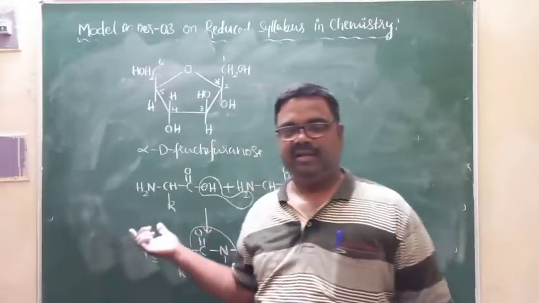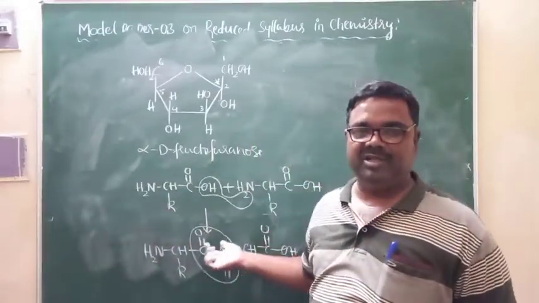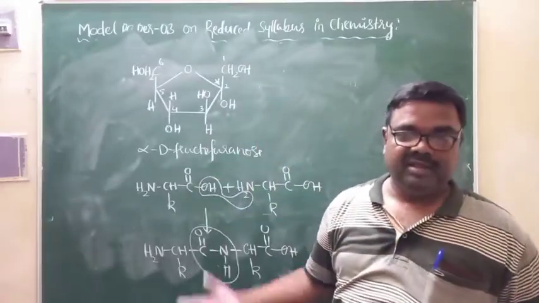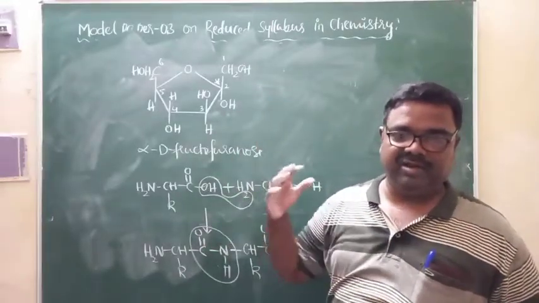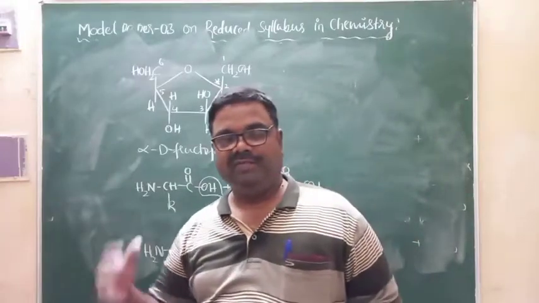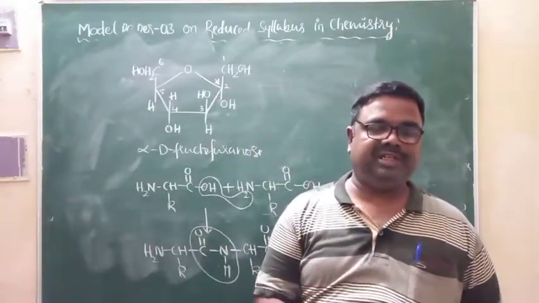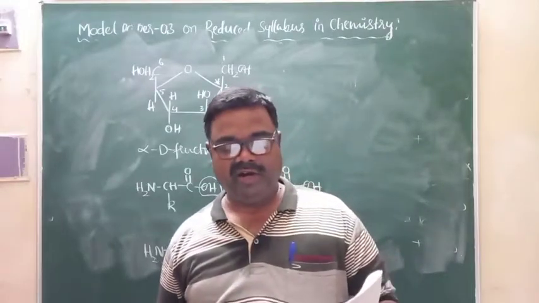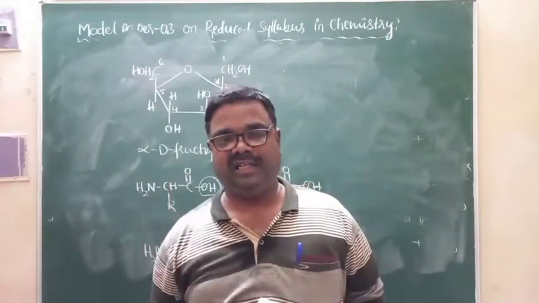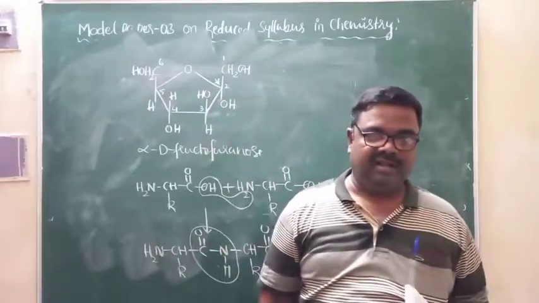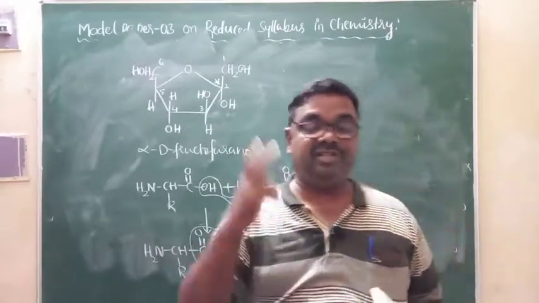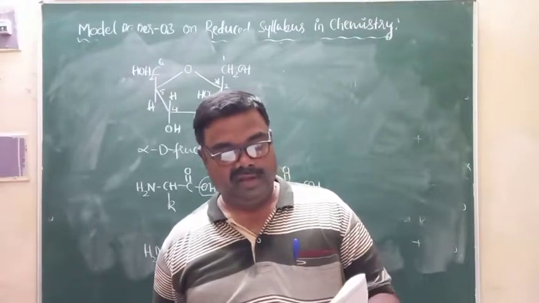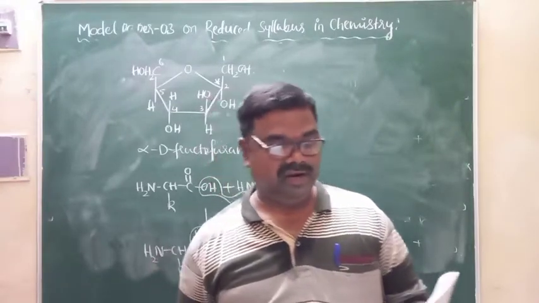If 2 amino acids are involved in the formation of peptide bond, it will be dipeptide. If 3 amino acids are involved, you will get tripeptide. If 4 amino acids are involved, it will be tetrapeptide. How many amino acids combine to form tripeptide? 3 amino acids combine to form tripeptide. And remember, a tripeptide contains 2 peptide linkages. Okay?